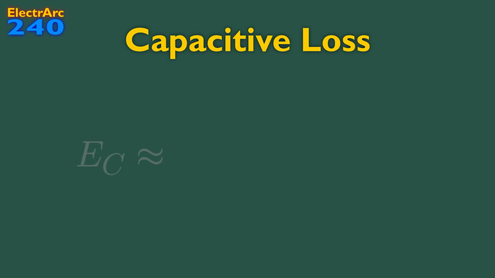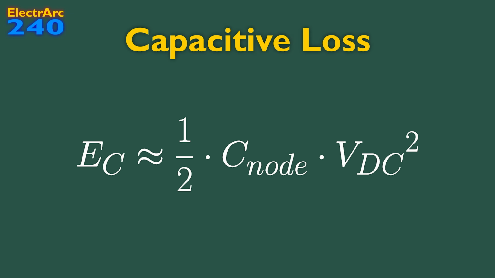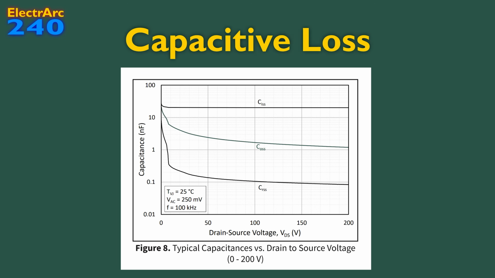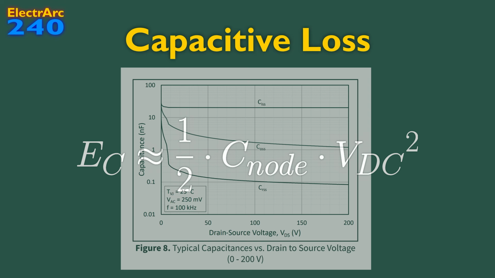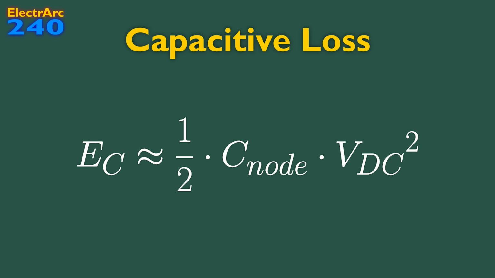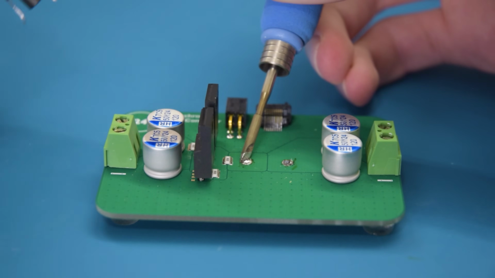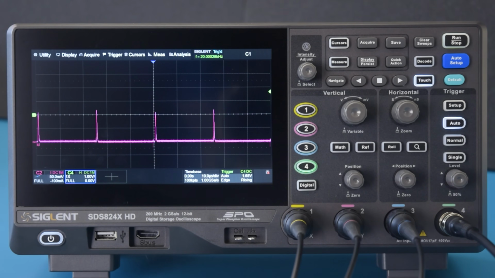This loss can be approximated by using the standard capacitor energy equation of half CV squared, though this assumes that the capacitance is constant, while in reality transistor output capacitance varies quite a lot with voltage. This equation also shows us that capacitive loss is only influenced by capacitance and voltage, not current, which means we even get it with nothing connected to our switches, as they just continuously charge and discharge the switching node.